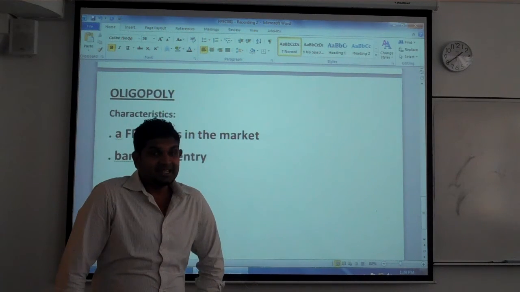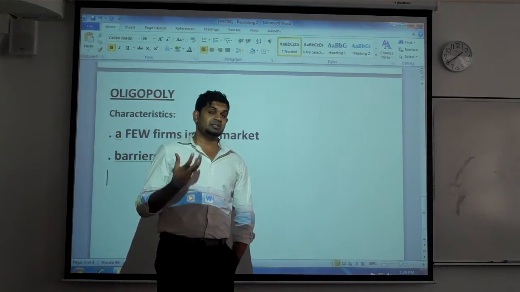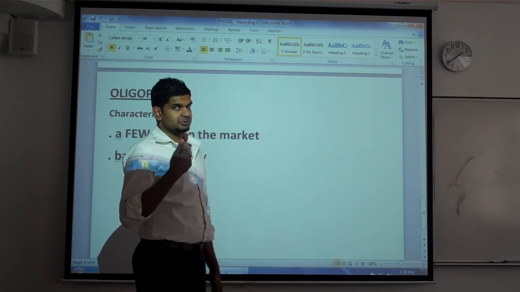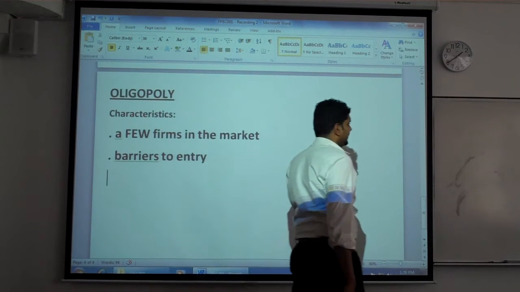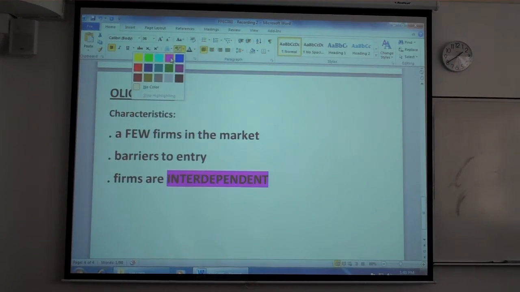So the barriers are essentially the same as the barriers in a monopoly, except that they aren't as strong as that of a monopoly, which is why you have a few as opposed to just one firm in the market. Now, the main feature of oligopolies is that, because there are a few firms in the market, the firms are what we call interdependent. The main assumption in oligopolies is that the firms are interdependent.